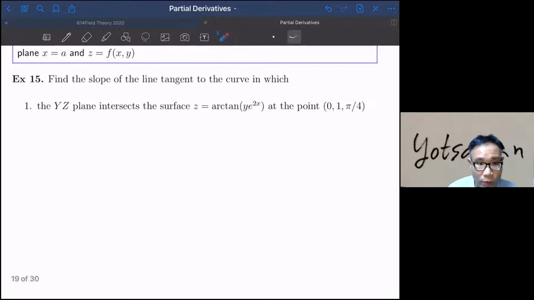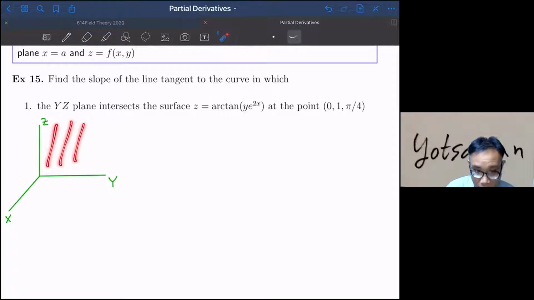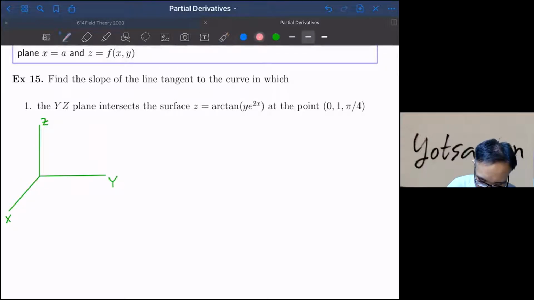So for this one, we would like to find the slope of the tangent line to the curve in the yz plane. So you have three dimensions: x, y, and z. And the yz plane is this plane. Okay, so it's going to be this plane, and it's going to be the plane x equal to 0. So this one is the plane x equal to 0, on that wall.